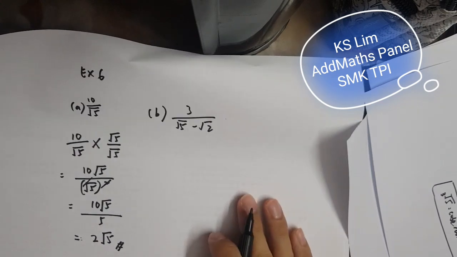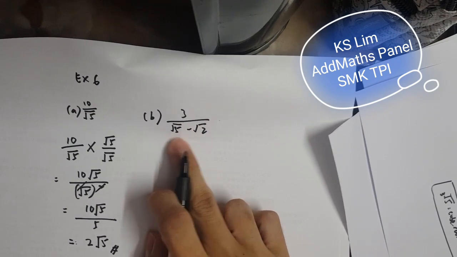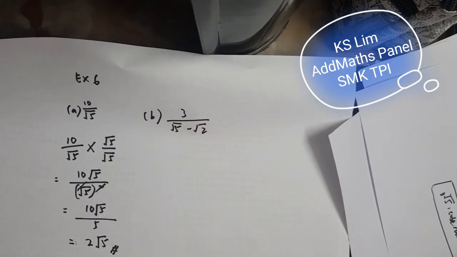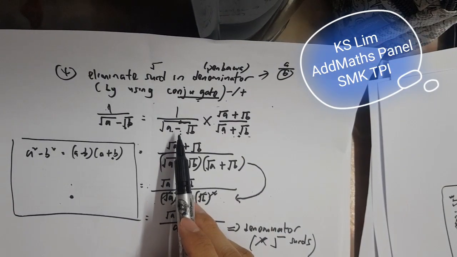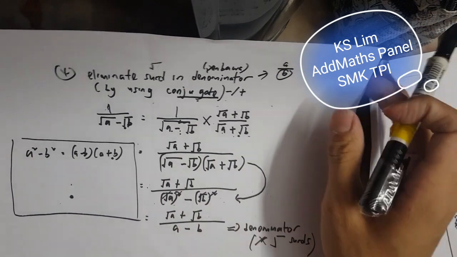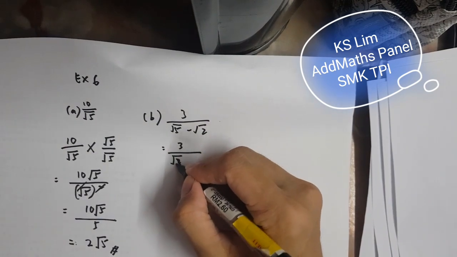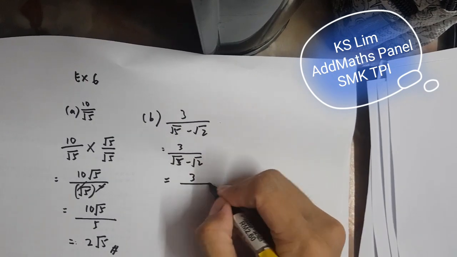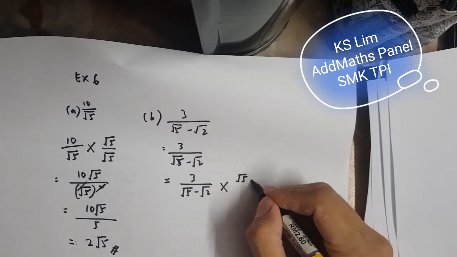Okay. Now it goes to question B. 3 over square root 5 minus square root 2. You got surds inside. This one is minus. Okay, just now I show you the example. Kita boleh guna darab denominator conjugate, negative positive. So 3 over square root 5 minus square root 2 can be written as 3 over square root 5 minus square root 2 multiply square root 5 plus square root 2.